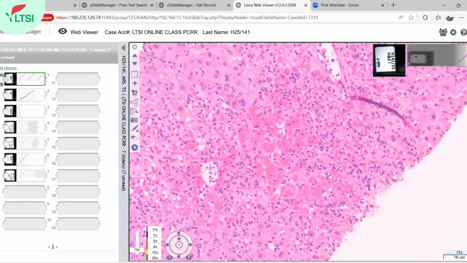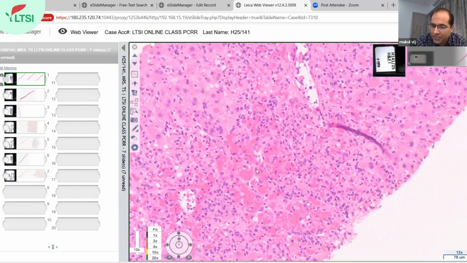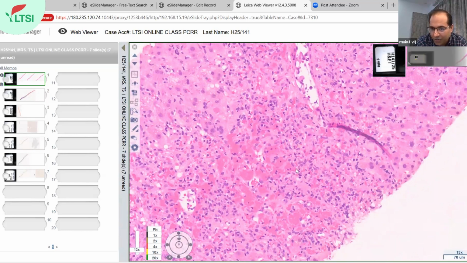Yes, there is a degree of congestion as well. Yes, Prof, or because of cell dropout. There's such an acute injury, cell dropout. Extensive cell dropout is there. And we can also see a bridging.